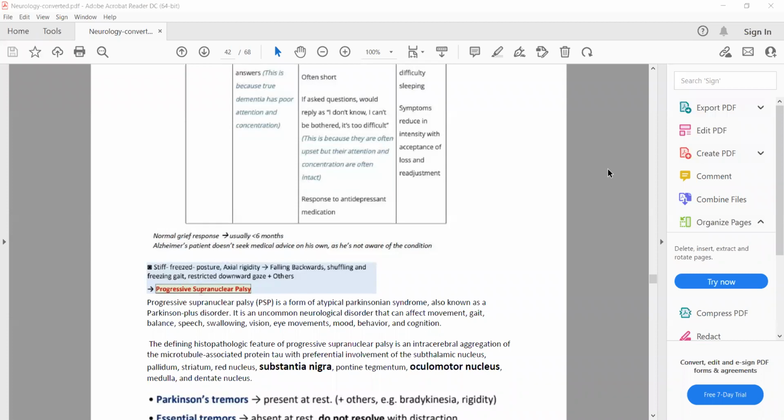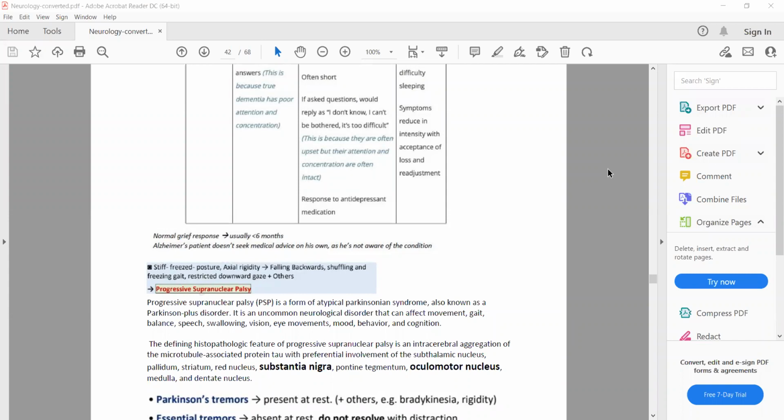Plus involvement of oculomotor nerve nucleus. What will happen if there is injury of oculomotor nerve nucleus? Can any one of you tell me? Downward and outward gaze. Yes, downward and outward eye if there's damage to the oculomotor nerve.